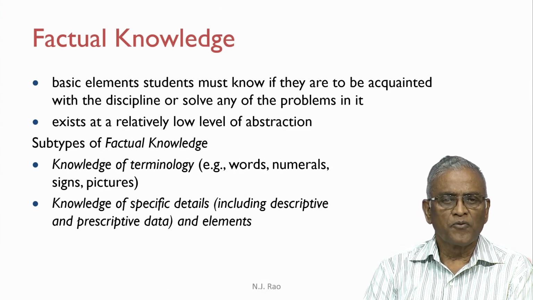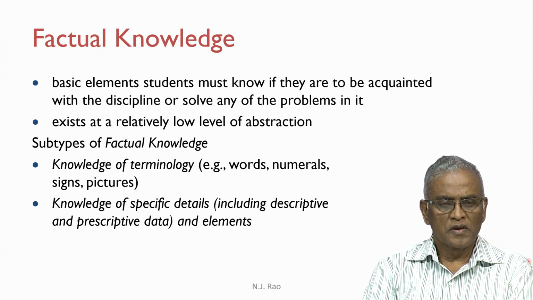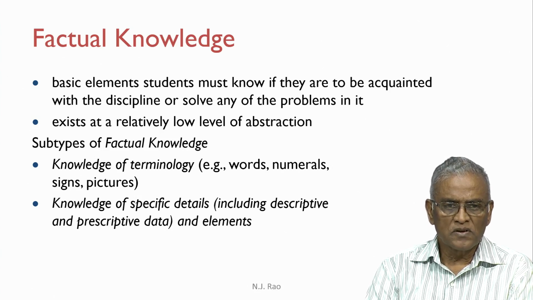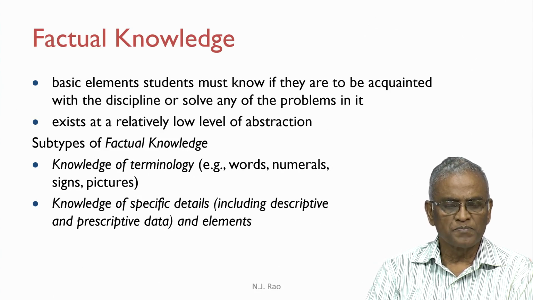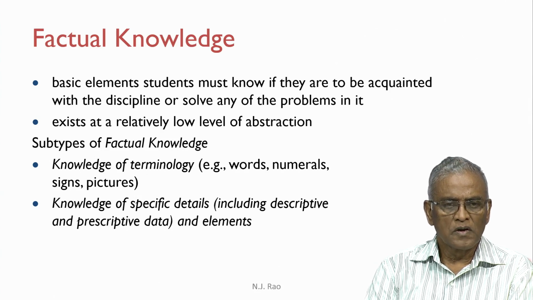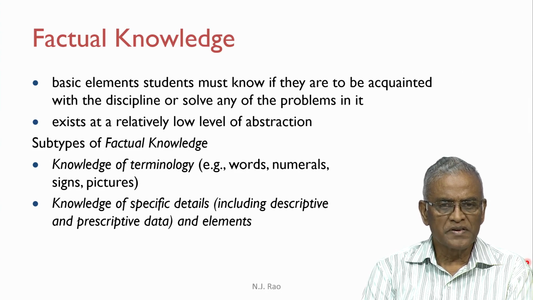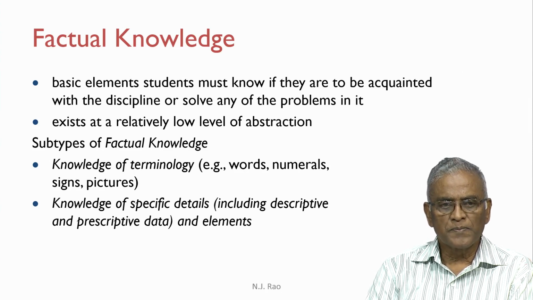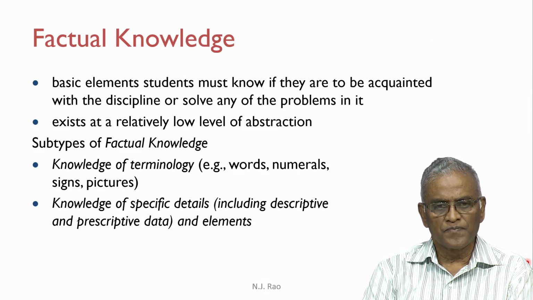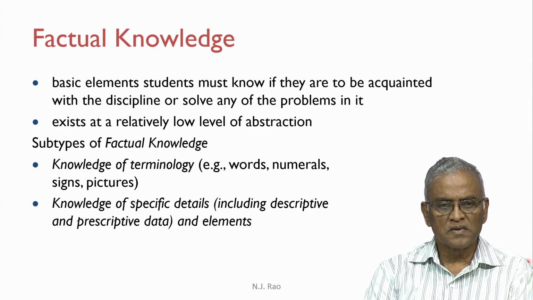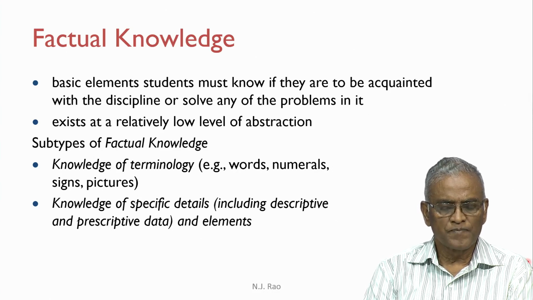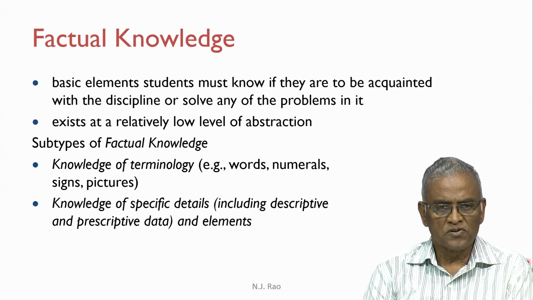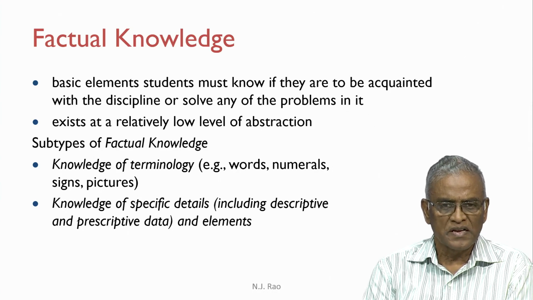They are all factual knowledge. Now, subtypes of factual knowledge include knowledge of terminology, words, numerals, signs and pictures, and knowledge of specific details including descriptive and prescriptive data. For example, the density of iron is so much, or the weight of something is so much. You are talking of very specific details like that.